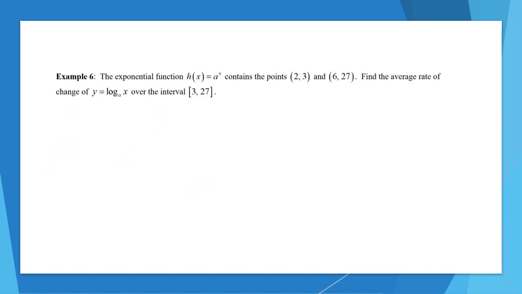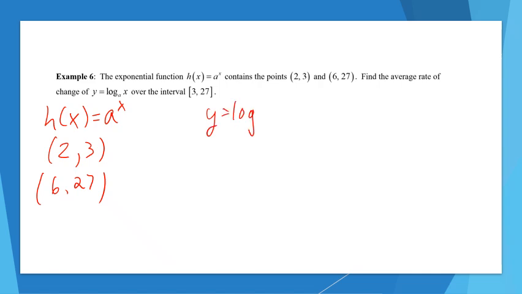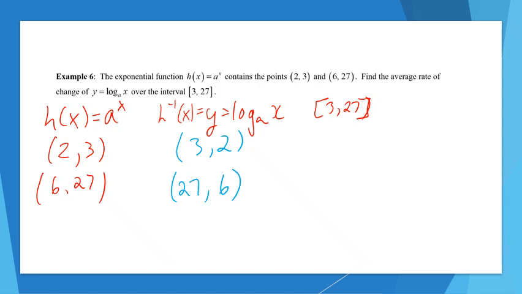All right, example number 6, we have an exponential function. h of x is a to the power of x, and we're given 2 points, (2, 3) and (6, 27). Then we want to use this to find the rate of change of y equals log base a of x on the interval from 3 to 27. What is this function? Well, we know from the formula that this is the inverse of h of x, which means our 2 coordinates shouldn't be (2, 3) but (3, 2) and (27, 6).